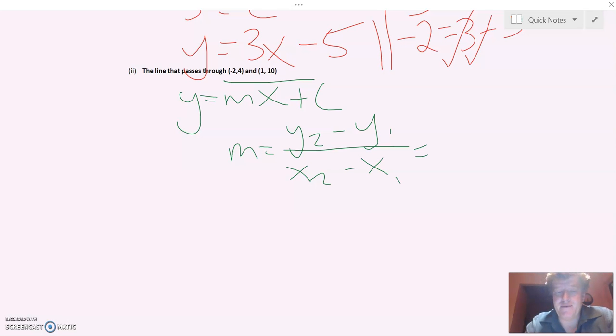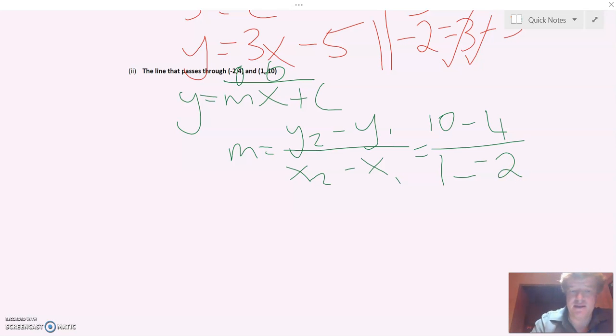So let's put our numbers in. Let's say that the point (-2, 4) is the first point, x1, y1, and the point (1, 10) is the second point, x2, y2. So the top part is going to be 10 minus 4, the difference in our 2 y values. And now we take the difference in our 2 x values, 1 minus negative 2. Now we've just got to finish the calculations here.